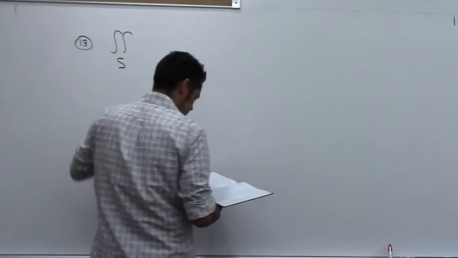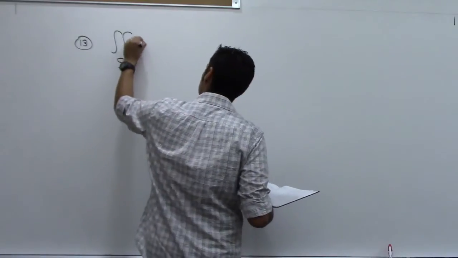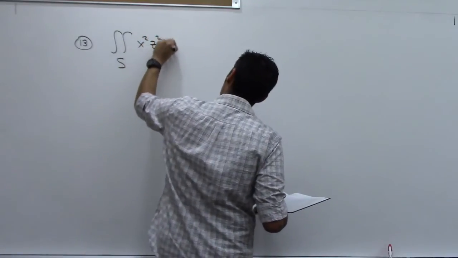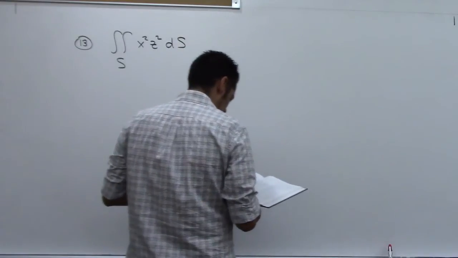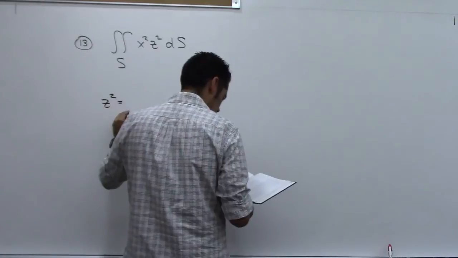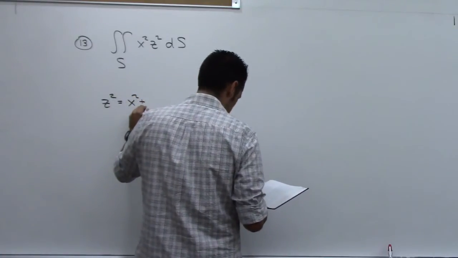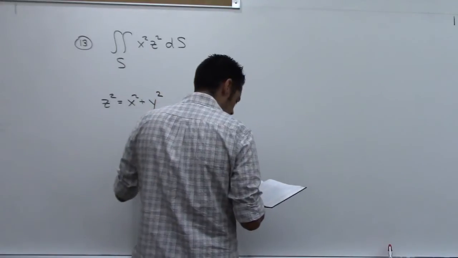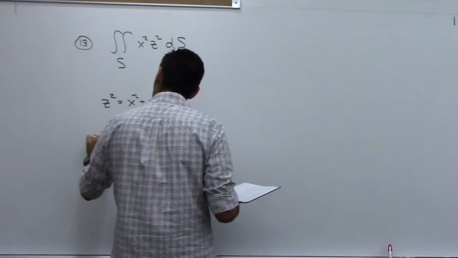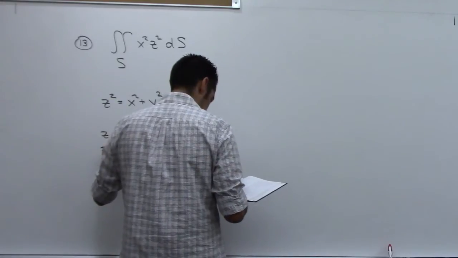Surface integral of x squared z squared dS, where S is the part of the cone z squared equals x squared plus y squared that lies between the planes z equals 1 and z equals 3.